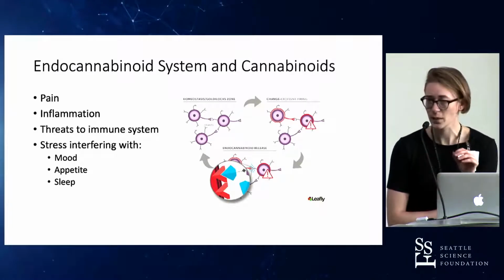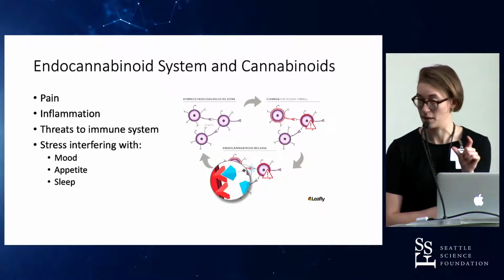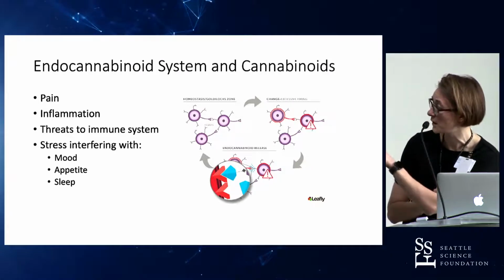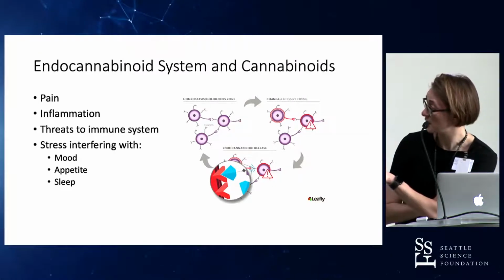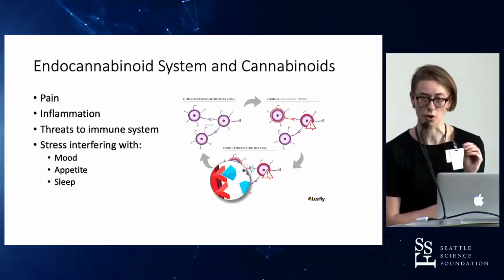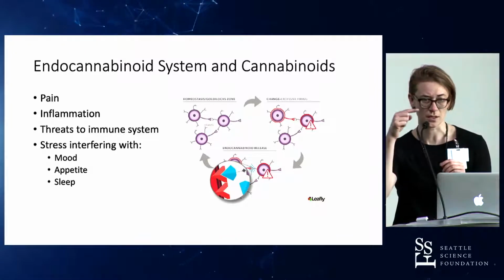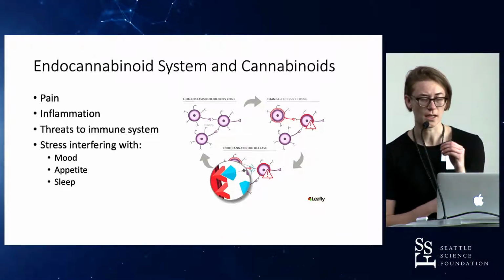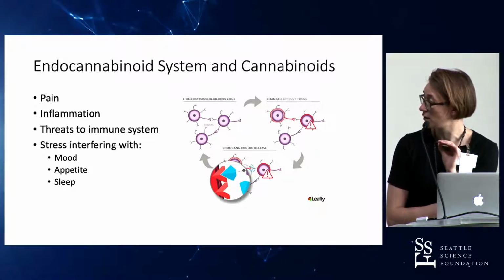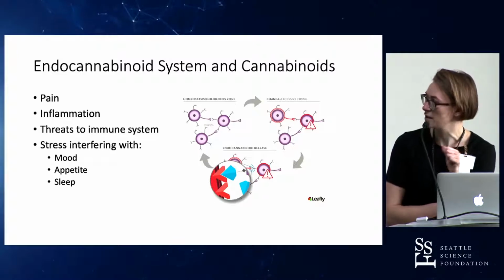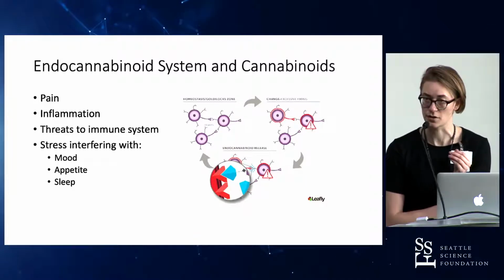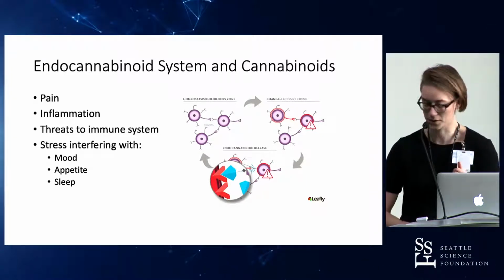So the way the system works is it's a feedback system that works to maintain homeostasis. In the first picture on the left, it's just in homeostasis. Then if the postsynaptic cell becomes overstimulated, it sends signals back to the presynaptic cell. So it's a retrograde system to then dampen the postsynaptic cell. These are in response to pain, inflammation, any threats to the immune system, and sorts of stress, such as mood, appetite, or sleep.